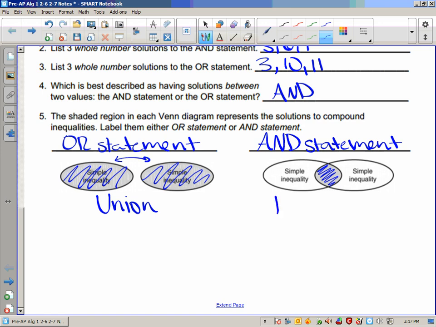Here we call this the intersection. Intersection is where two things cross or two things touch. Well, there you go. It's kind of self-explanatory. Those two solutions cross and touch right there. Now, in the next page, you're going to see a notation, a way to write these things.